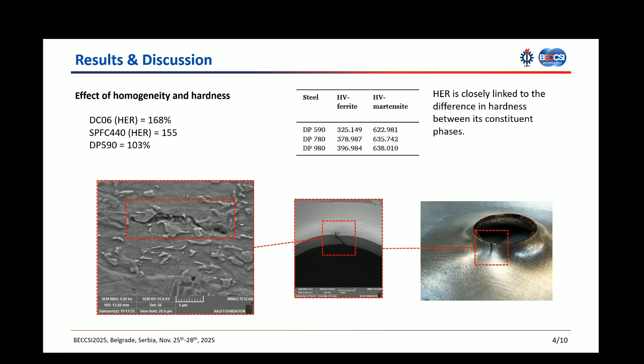As observed in the SEM image, crack initiation and early crack coalescence occur preferentially at the ferrite martensite phase boundaries. This microstructure observation confirms the hypothesis that phase interface stress concentration governs the crack initiation mechanism.